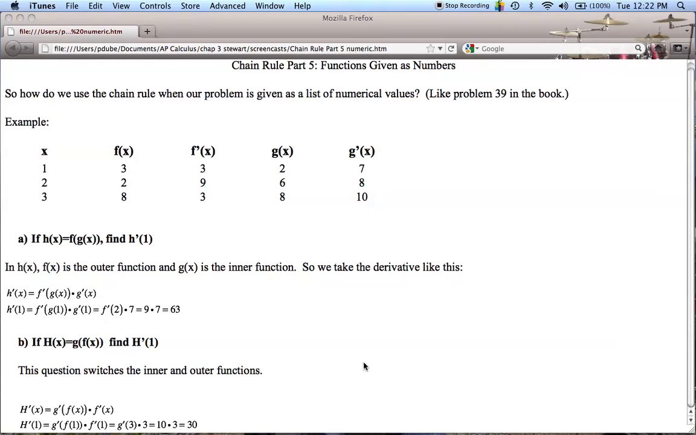You have some homework problems like this, specifically problem 39. Give those a try now.